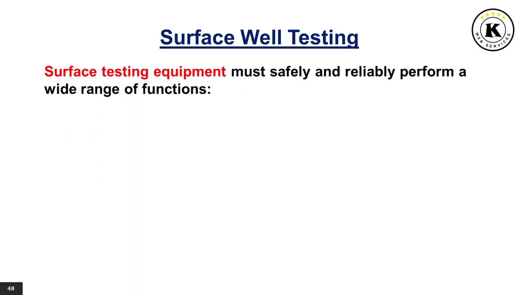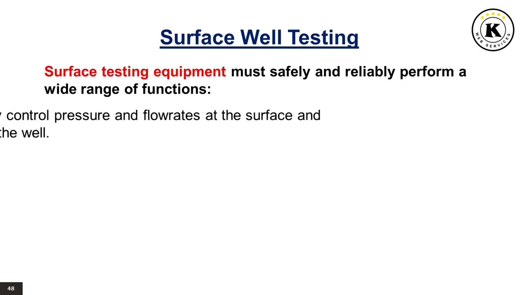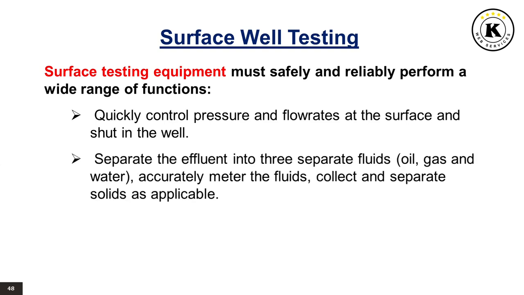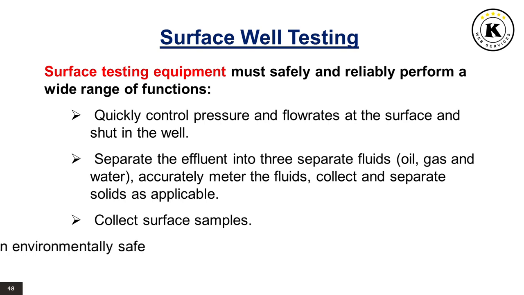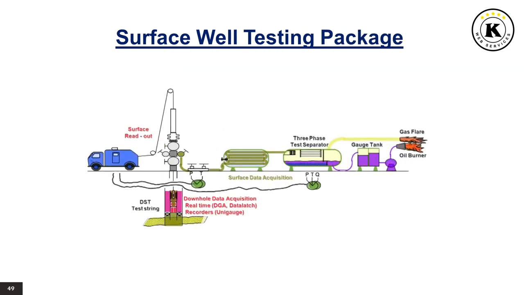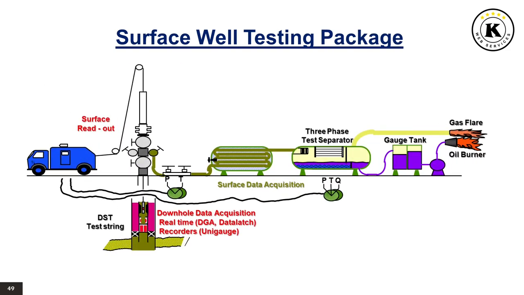Surface testing equipment must safely and reliably perform a wide range of functions. Quickly control pressure and flow rates at the surface and shut in the well. Separate the effluent into 3 separate fluids, oil, gas and water, accurately meter the fluids, collect and separate solids as applicable. Collect surface samples. Dispose of the resulting fluids in an environmentally safe manner. This picture shows a complete well testing package.